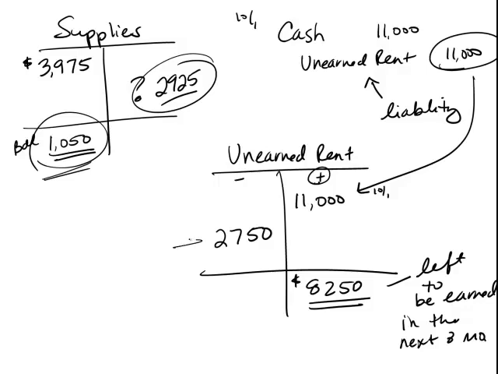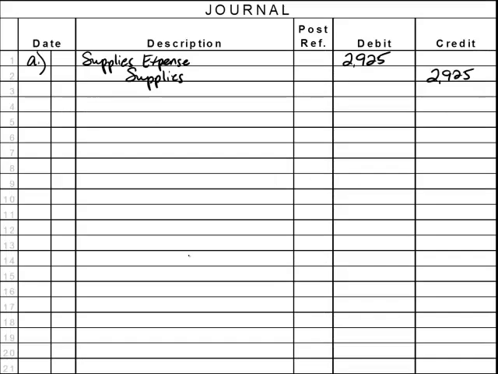So let's book this journal entry. Our journal entry will be a debit to unearned rent for $2,750 and a credit to rent revenue for $2,750. That takes it out of unearned rent and puts it into rent revenue.